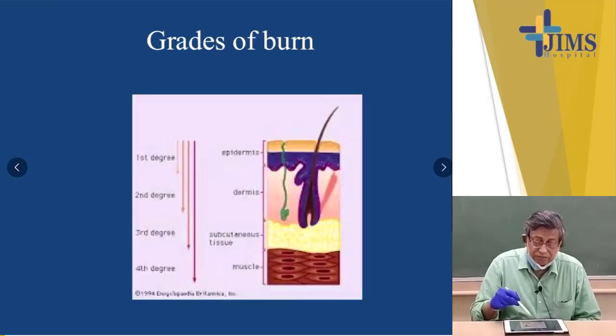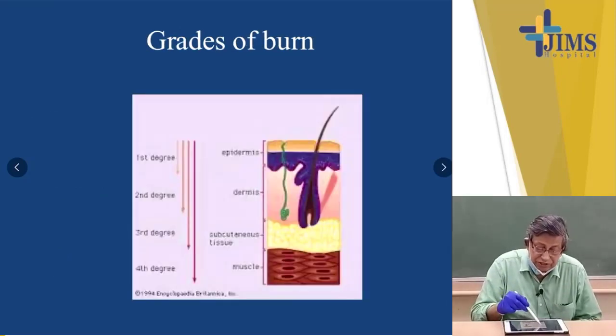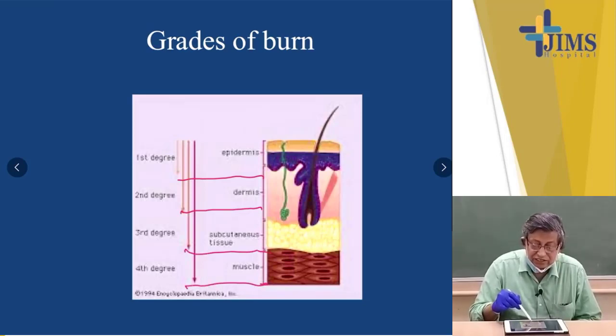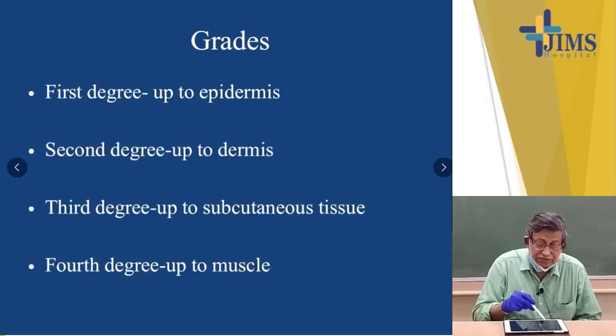Now, these are the burns. First degree is up to the epidermis. This is the epidermis, this is the second degree, the dermis, this is the third degree, the subcutaneous tissue, and the fourth degree is the muscle. So these are the 4 degrees, very easy. First degree up to epidermis, then dermis, subcutaneous tissue, muscle.